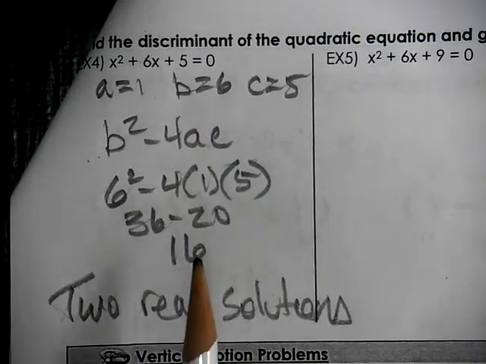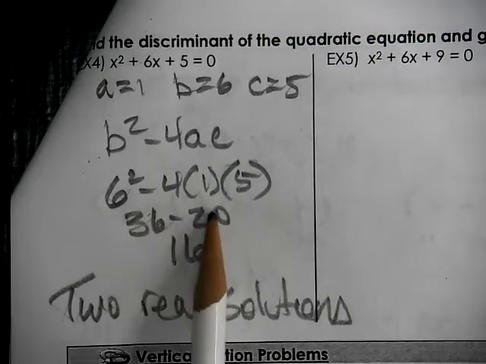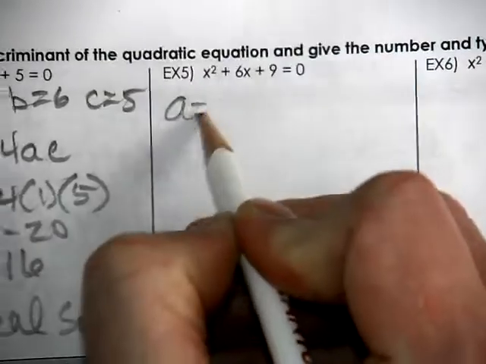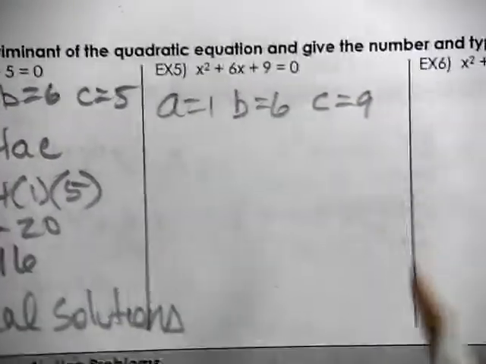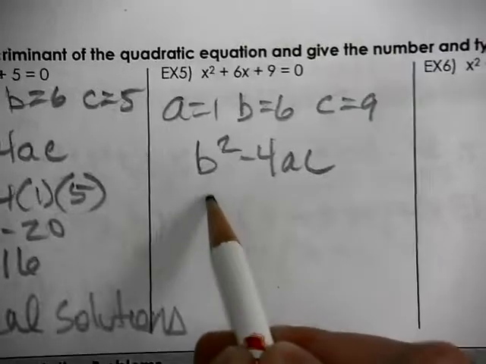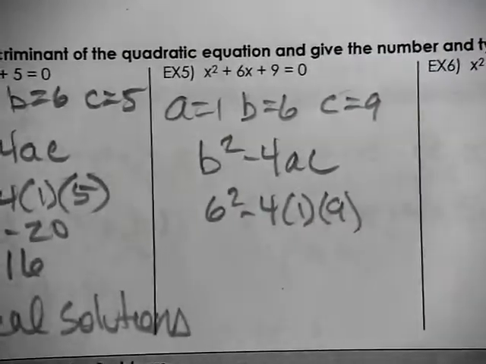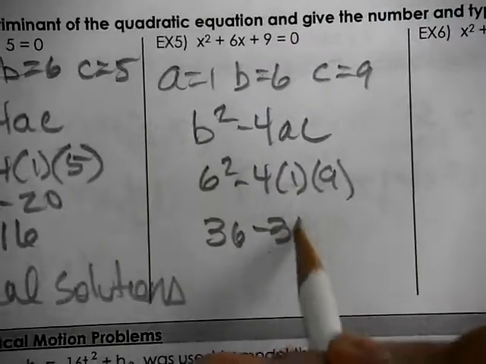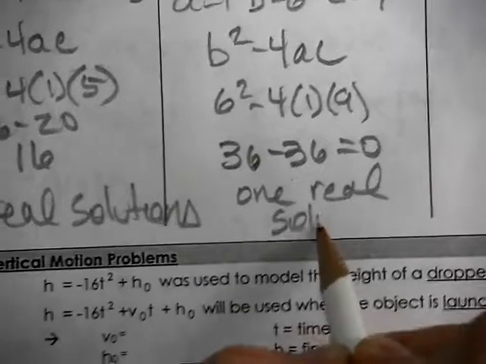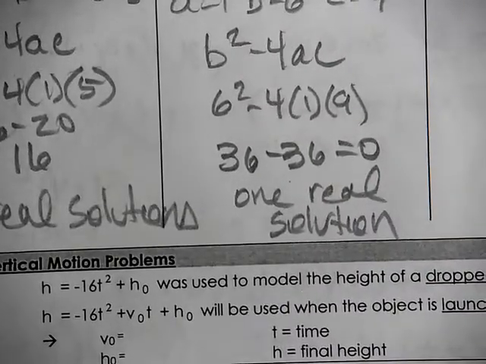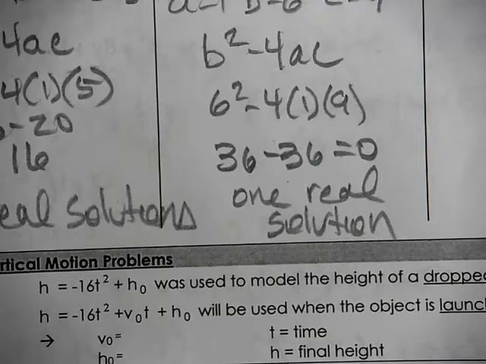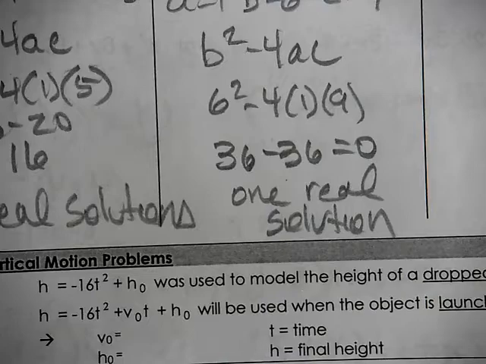So if you're trying to decide if you are factorable, you could look at the discriminant and it helps decide if it's factorable. The a value here is 1, the b value is 6, the c value is 9. So we're using b squared minus 4ac, 6 squared minus 4 times 1 times 9. That's 36 minus 36, that equals 0. That's going to be 1 real solution. And we experienced that on the other side, where the discriminant was 0. That means you're adding and subtracting nothing from the opposite of b. You get one answer.